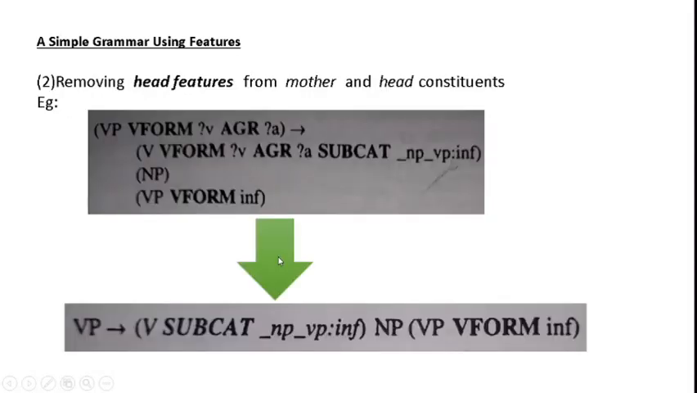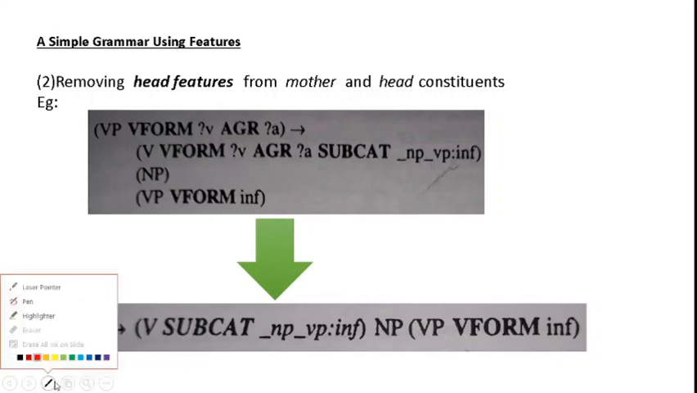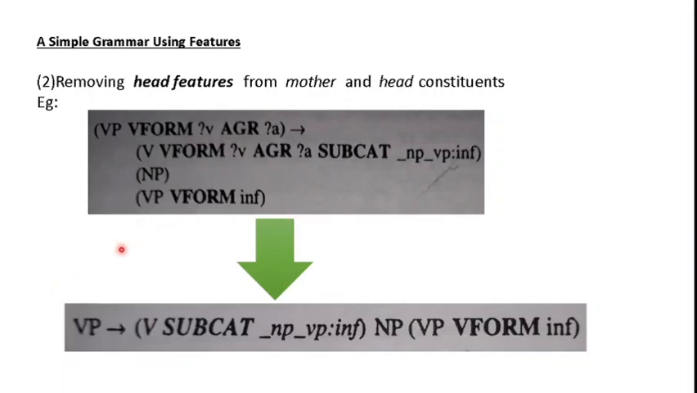Then the next method of reducing the complexity of such grammars is removing head features from mother and head constituents. There are a few new terms here. We will see what these are. Suppose this is a grammar rule along with features and values. If you see the left side of the rule, this is known as the mother part. And the right side of the rule has the head constituent, which means the main constituent of the right part, which actually plays a supporting role for this mother part.